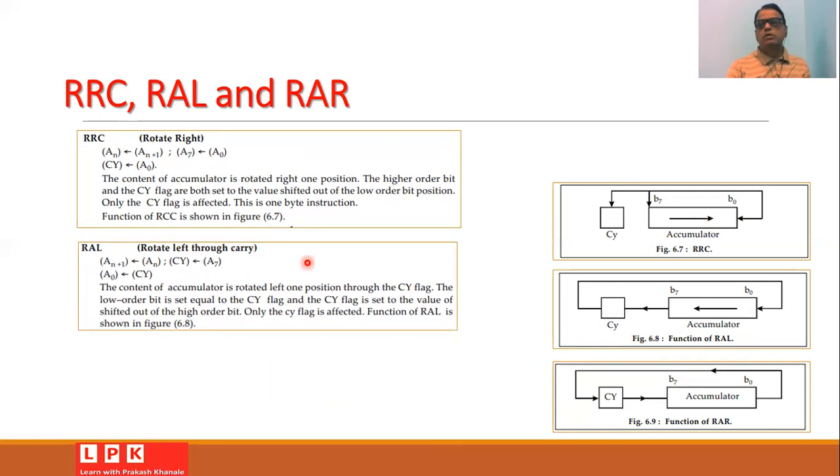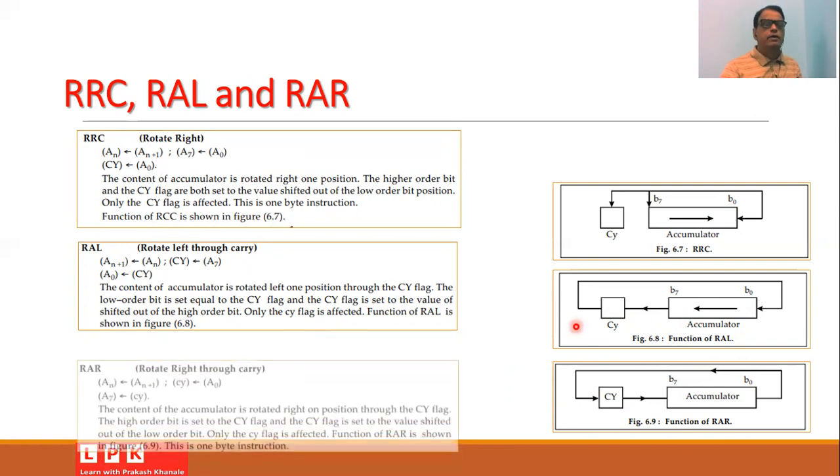Another instruction for the rotation of the data of the accumulator is rotate left through the carry. In this case, the content of the accumulator is rotated left by 1 bit position through the carry flag. So as shown over here in this diagram, one can easily observe that the content of the accumulator is being shifted to the left hand side through the carry. So the lower order bit is set to the carry, and the carry flag is set to the value shifted out of the higher order bit. Only the carry flag is being affected, and the function of this instruction can be understood through this diagram.